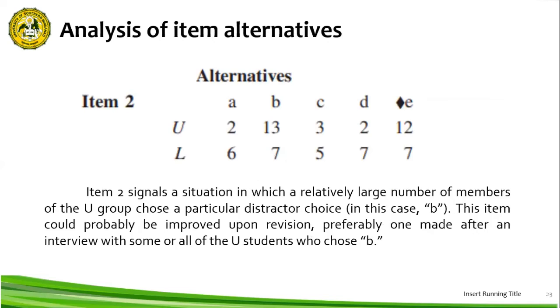The next item, item 2, the correct answer here is E, with 12 in the upper group answering correctly, while 7 in the lower group answered correctly. So item 2 signals a situation in which a relatively large number of members of the upper group choose a particular distractor choice. In this case it is the letter B. So this item could probably be improved upon revision, preferably one made after an interview with some of the upper students who chose B.